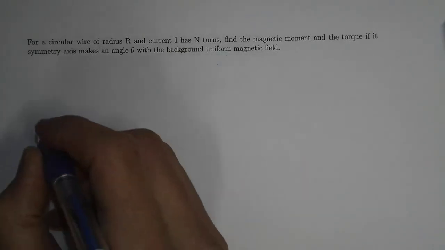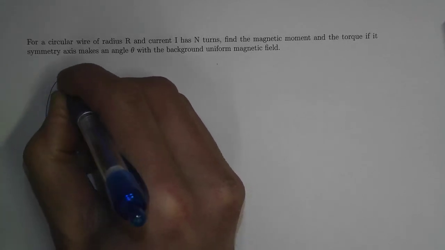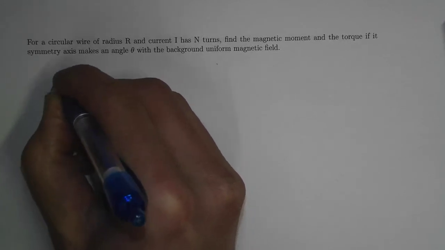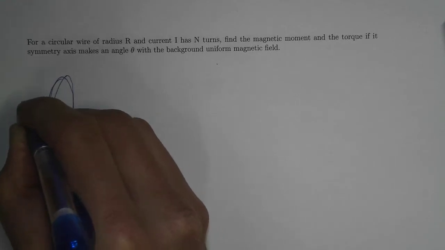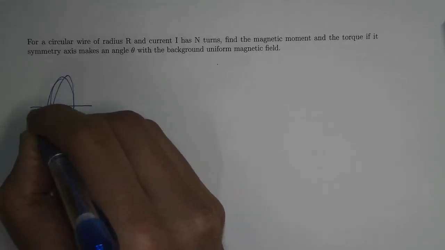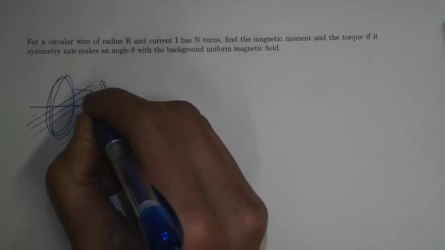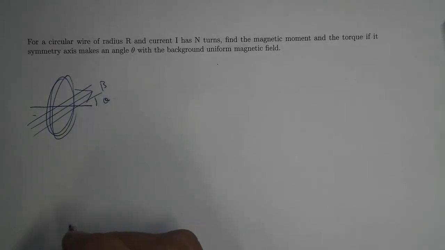All right, so let's draw this picture here. We'll just imagine we have a coil here with n turns. And this is the uniform background magnetic field. Well, that's the symmetry axis right there. And maybe the uniform background magnetic field moves in this direction. This is my B field. And this is my angle theta.